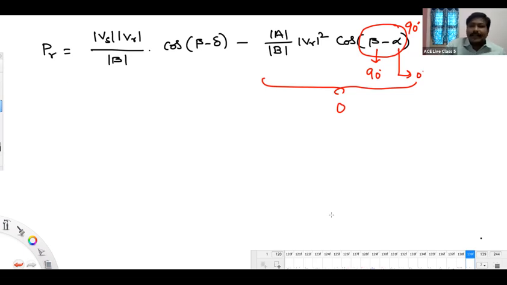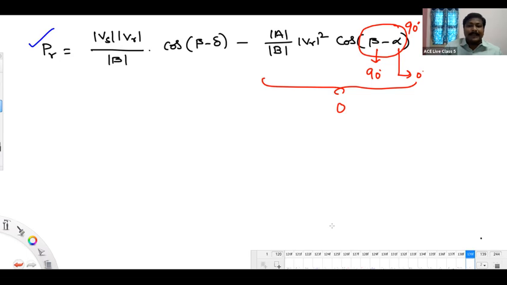Okay, what is that first term we have? Mod Vs, mod Vr by mod B, cos of beta minus delta. Listen now, I'm asking one very simple question. Which transmission line parameter decides the real power flow? Or on which transmission line parameter will real power flow be depending?